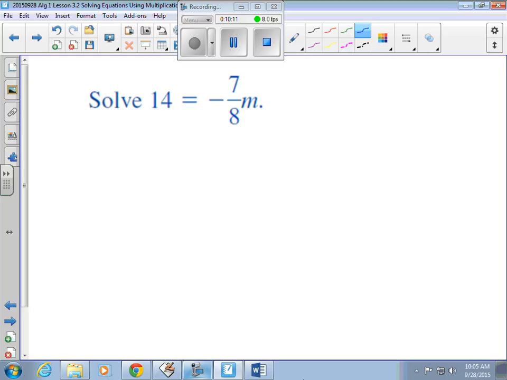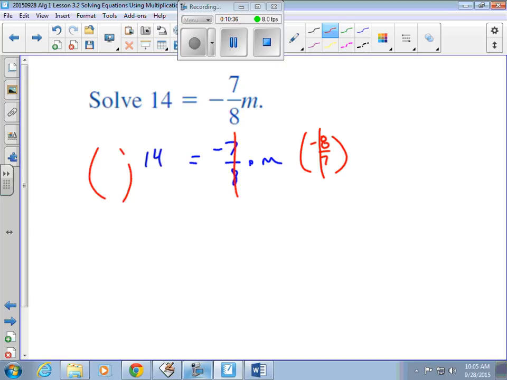Okay, right here we're multiplying by -7/8. So if you need to rewrite it, you can. -7/8 times m, where you can see it, equals 14. You would divide by -7/8, but again, since it's a fraction, multiply by its reciprocal, -8/7. This will cancel out this. Whatever you do to one side, you do to the other side.